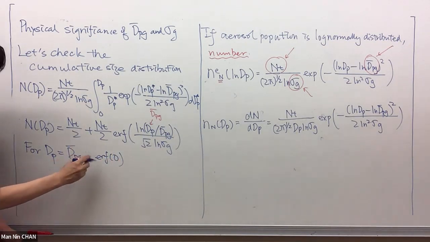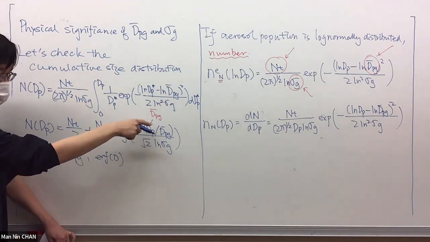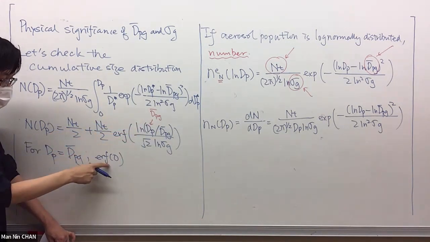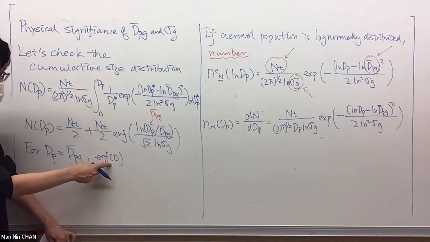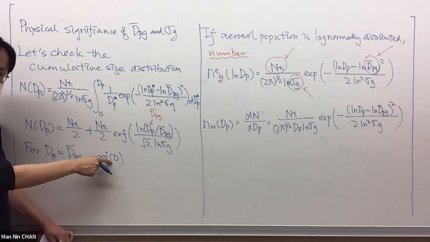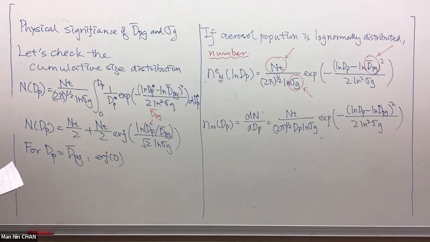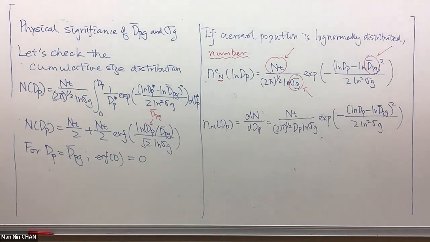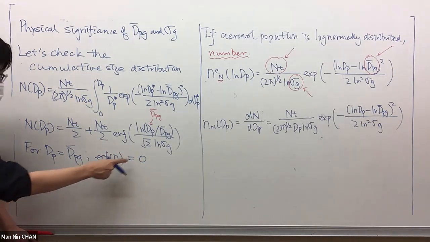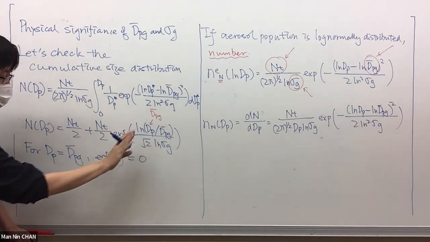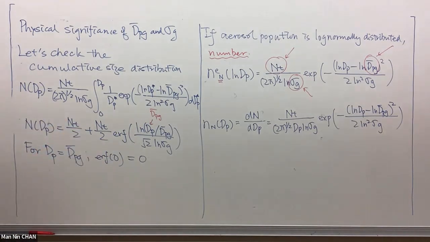So if I set this, the error function term will become 0 because the natural log of 1 is 0. Therefore, the whole term will become 0, and your error function will be equal to 0. If you remember the graph I showed you, when the argument of the error function is 0, it also gives you 0. So 0 times this term will also become 0.